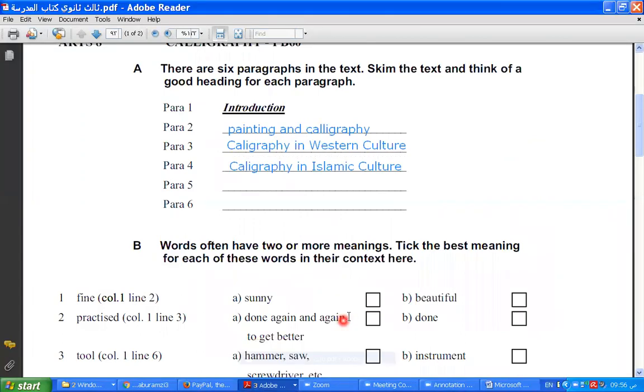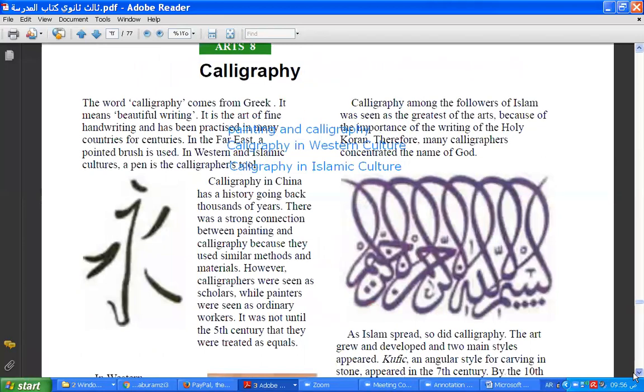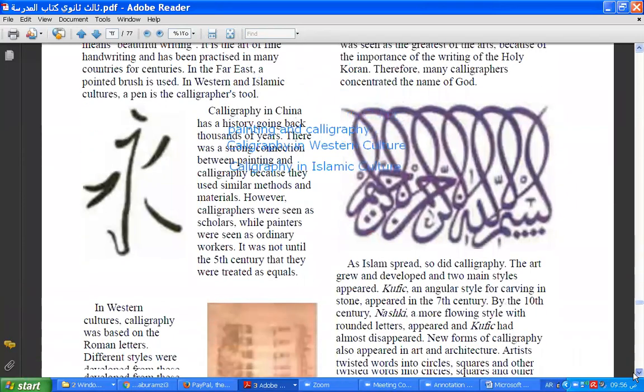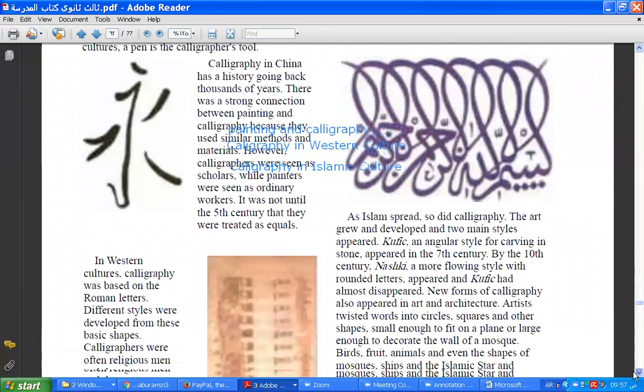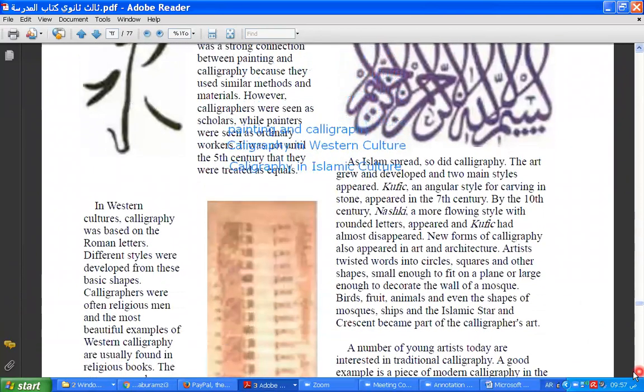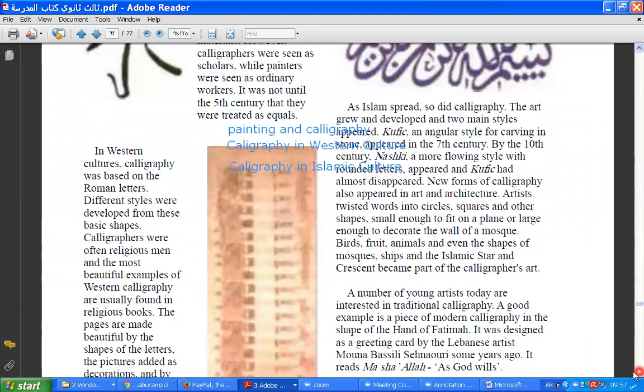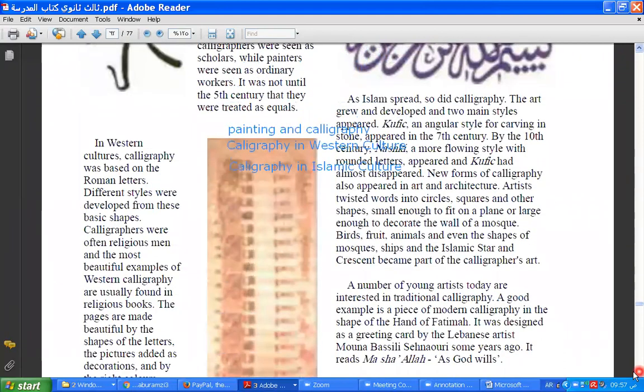About the next paragraph, I think it's the last or before the last one. It's also focusing on Islamic calligraphy or Islamic writing. So, Abdullah, please, you can read this to discuss it.